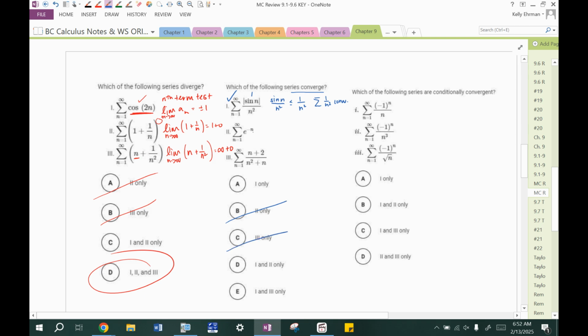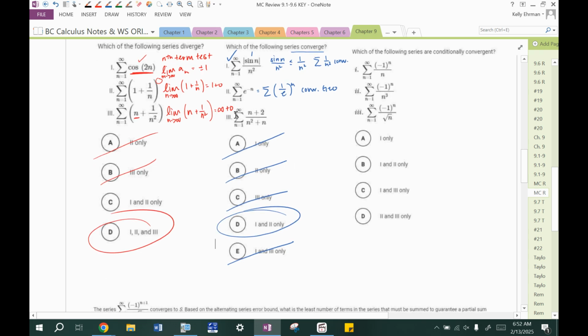This is 1 over e to the n. So that converges by geometric series. So now it's not 1 only. And it's not 1 and 3 only. So it's got to be 1 and 2. For number 3, we could do either a ratio test, I think, or a comparison test, and we should get that one diverges, right? Yeah, because we'd be comparing it to 1 over n, and that diverges. So, okay.